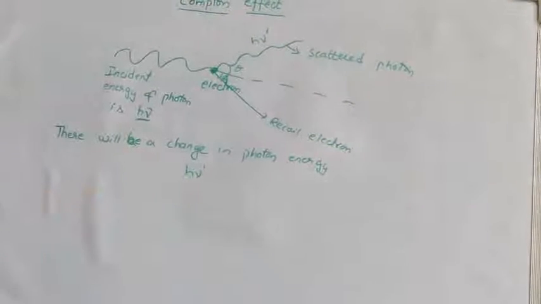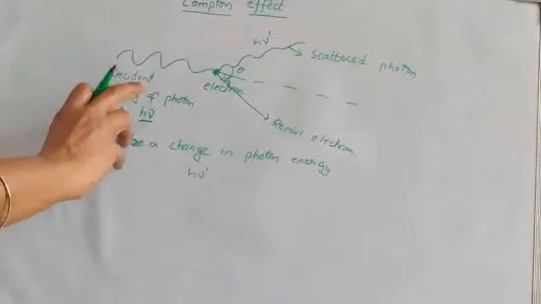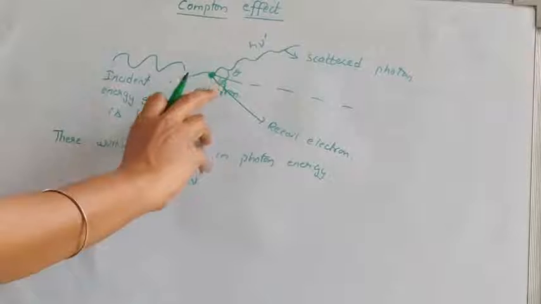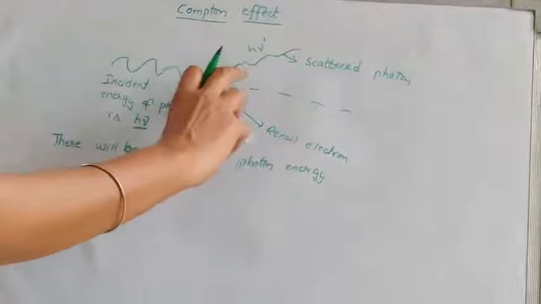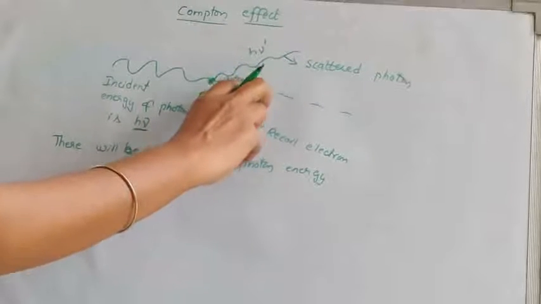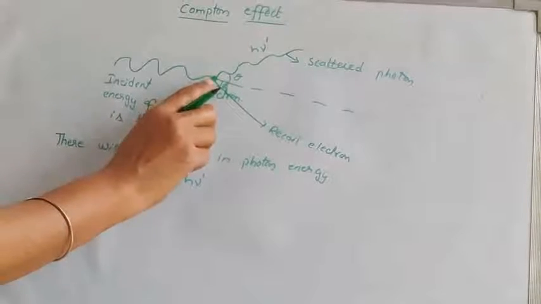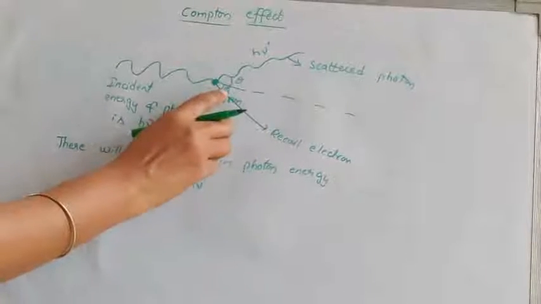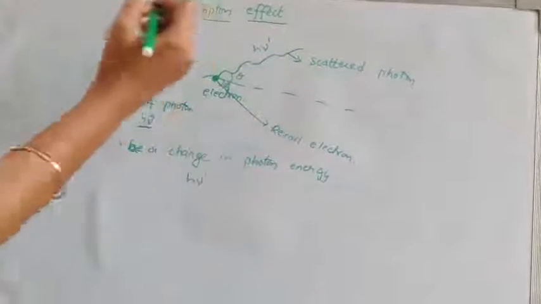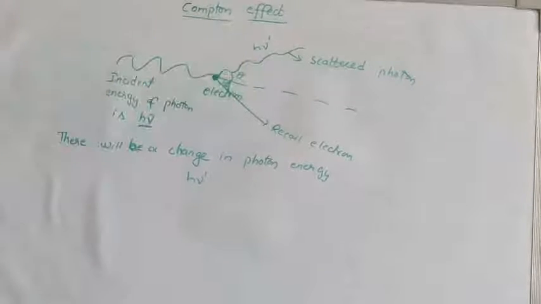Okay, that means here after striking, the incident photon scatters with an angle theta, and the electron which is at rest scatters with angle phi. This whole process is termed as the Compton effect.